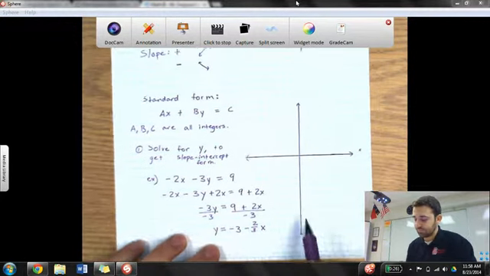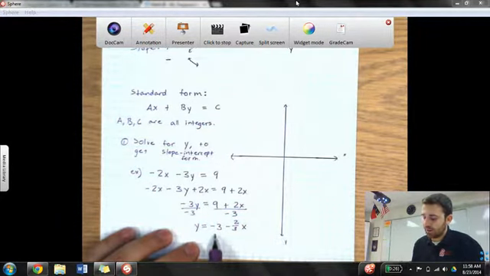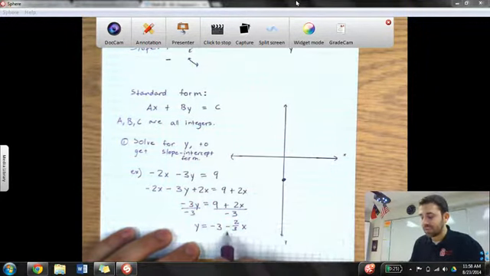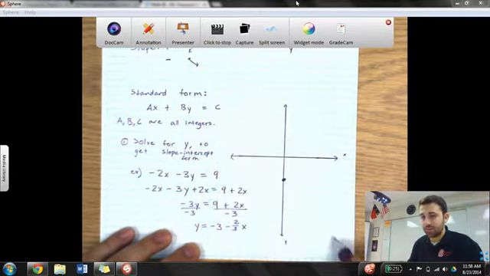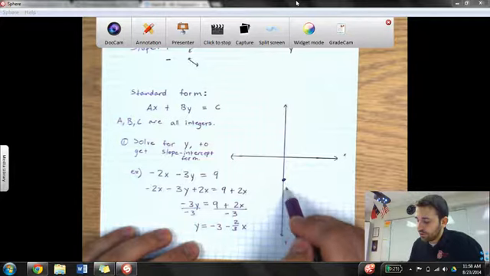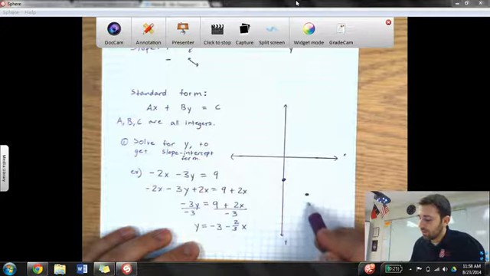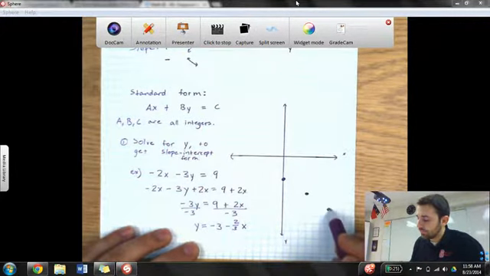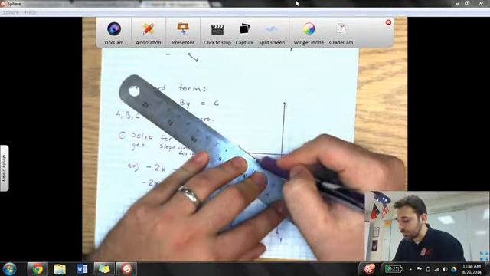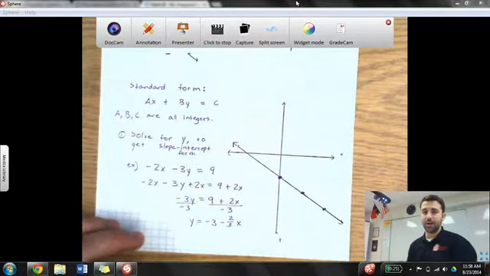So now we're graphing this just like we did the previous, where our y-intercept is -3, and our slope is a -2/3, so I'm going in that decreasing or negative direction. I'm going to go down 2, 1, 2, and to the right 3, 1, 2, 3. And take our ruler. Draw arrows, and we have our line.